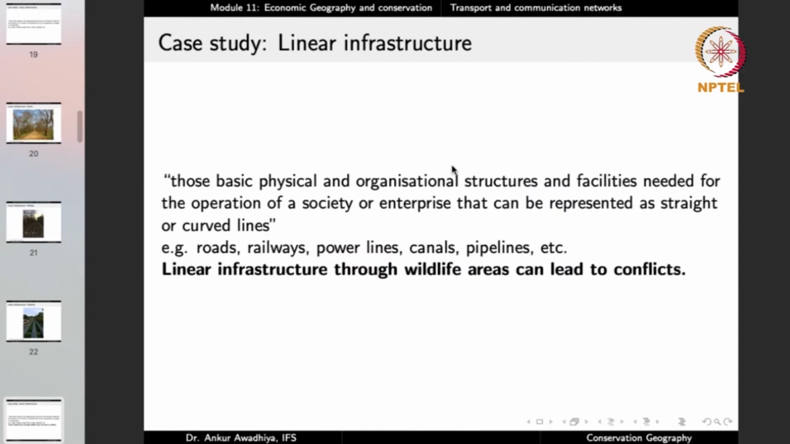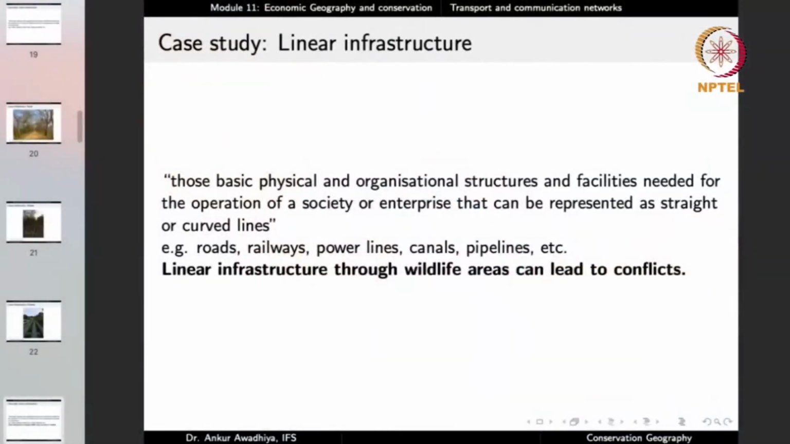And when they move through wildlife areas, they often lead to conflicts. So even though we say that the modes of transport and communication enrich our lives, if we are not mindful of their impacts, if we do not mitigate their impacts on wildlife, then they can also serve as a very big source of the destruction of biodiversity.